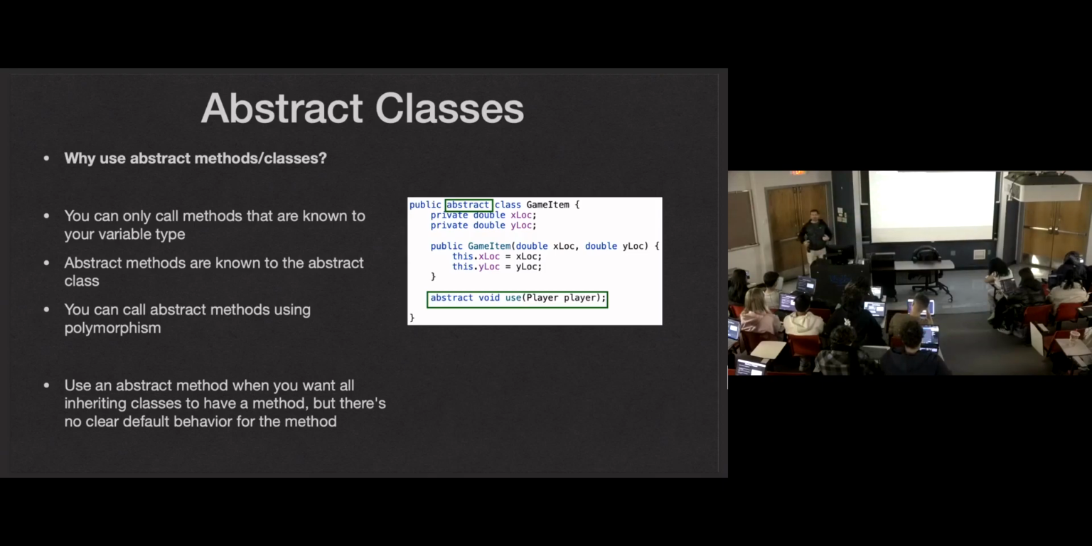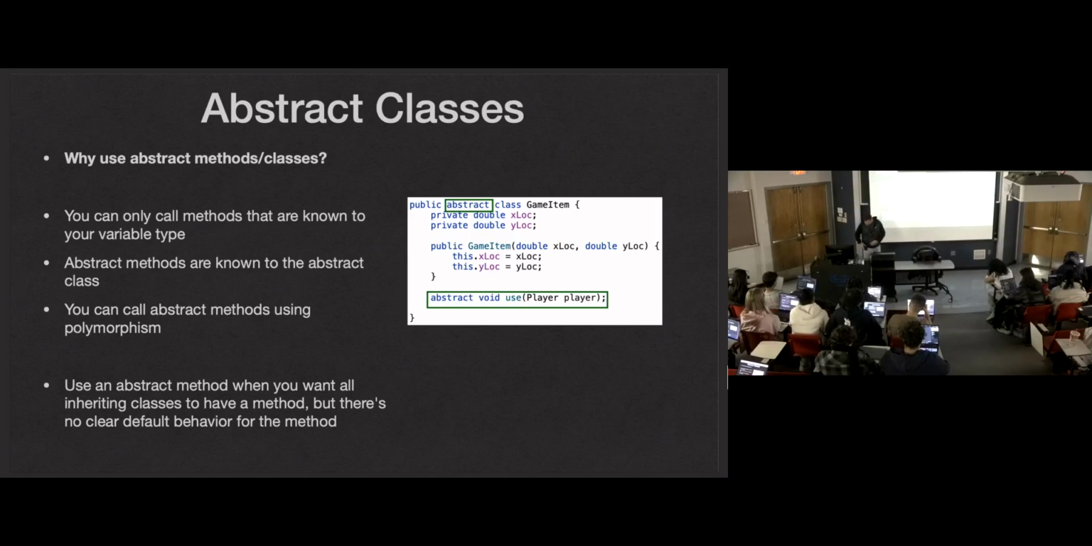So I'm going to make it abstract to say every object of type game item, everything that extends me, has to have this method, so I can call this method through variables of type game item, but I don't have any meaningful default behavior that I want to give to every extending class. I'm just going to give every extending class the responsibility to implement this method.